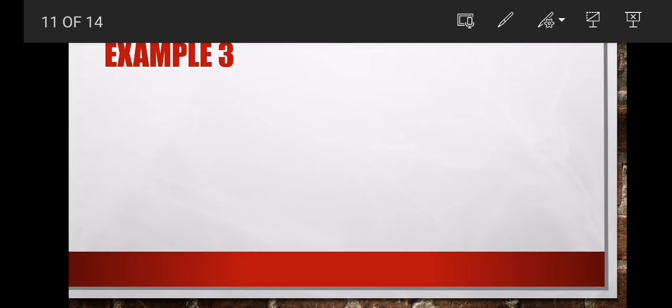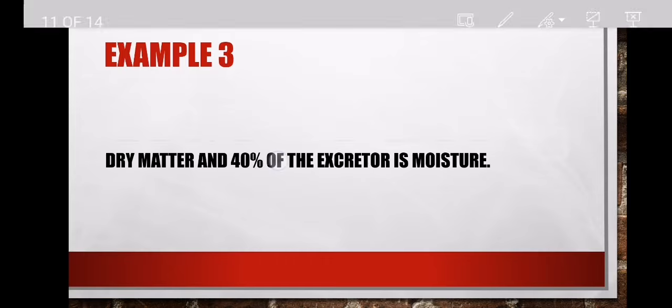Let us look at the last example, which is example number 3. What are you saying in example number 3, my people? Take note of this one. It's also a different one.